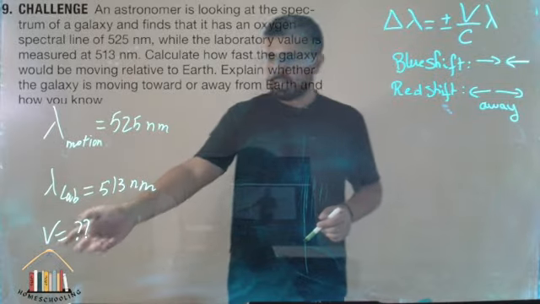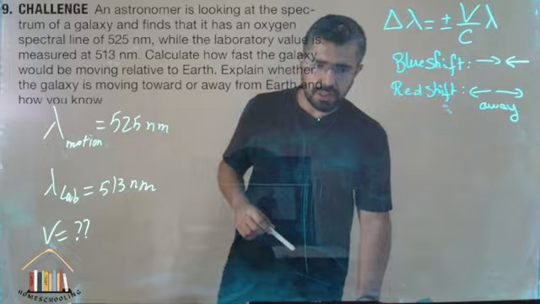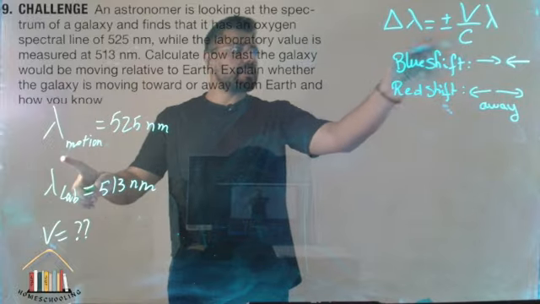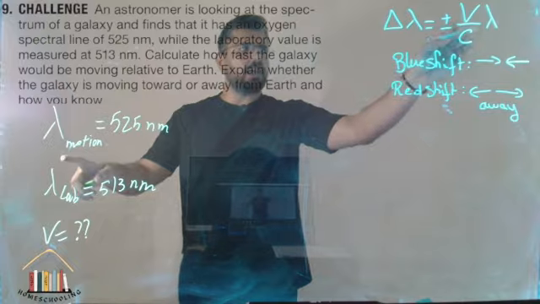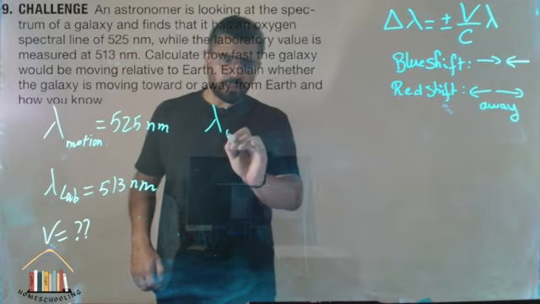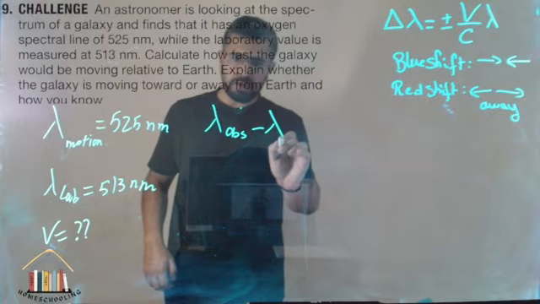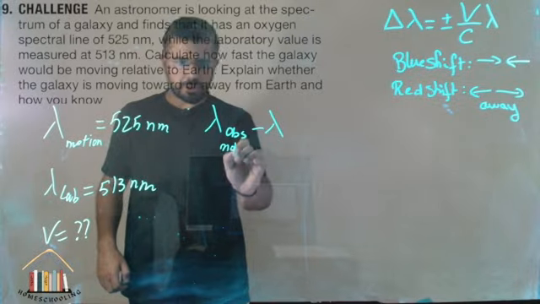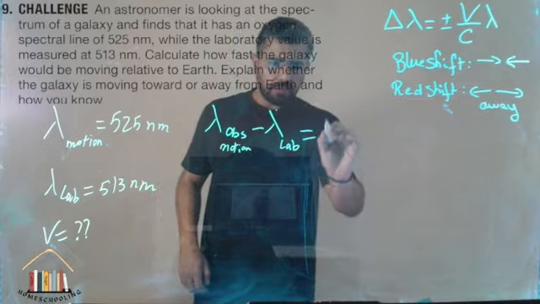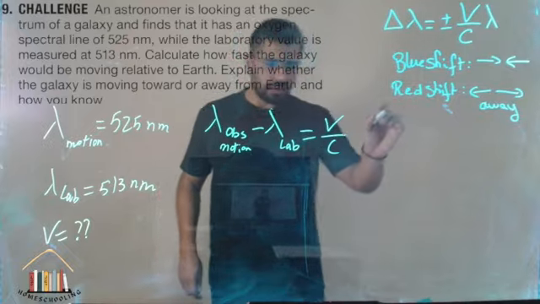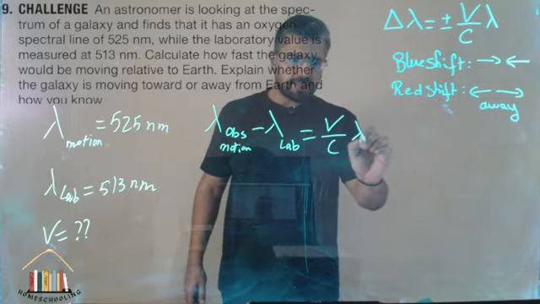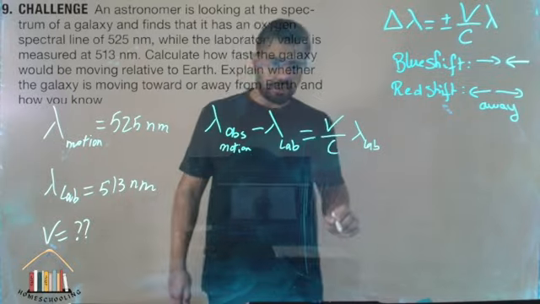So first of all, let's calculate the velocity. Using what equation? We have wavelengths and are asking for the velocity, so we have to apply this equation. Let's write it down: lambda of the observer, the one of the motion, minus the normal wavelength of the laboratory, equals velocity over the speed of light, here considered as plus, multiplied by the normal wavelength, which is of the laboratory.